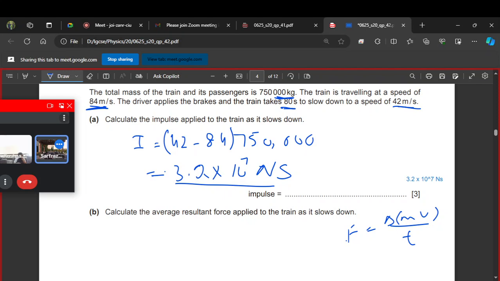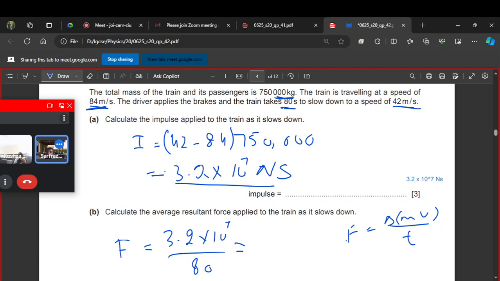Okay, is it okay? Because this is impulse, and impulse is change in momentum. So you have calculated in the above part the change in momentum. So you will just divide it by time. Time is 80 seconds. So for your force, it will be 3.2 times 10 raised to the power 7 divided by 80. So it will give you the resultant force. What will be the answer? 400,000 newtons. Very good. The way you were going to solve, you can use that way. That way is also correct, but it may be lengthy.